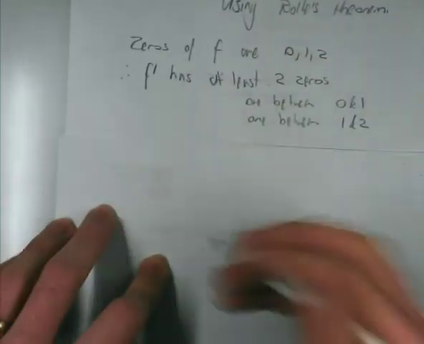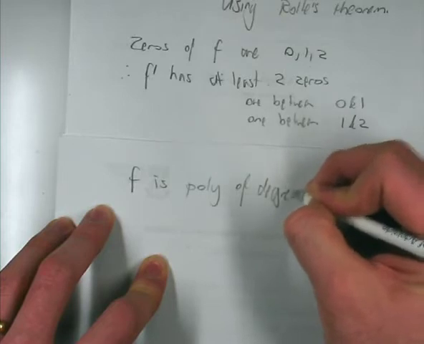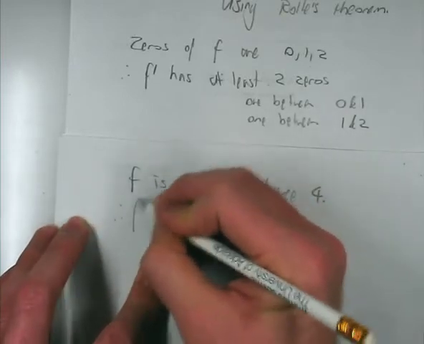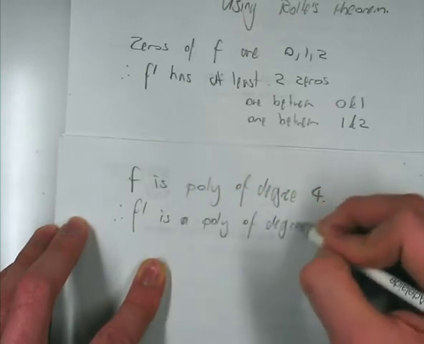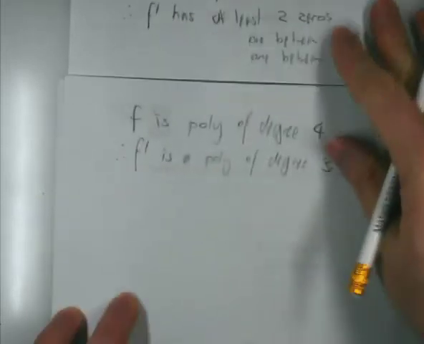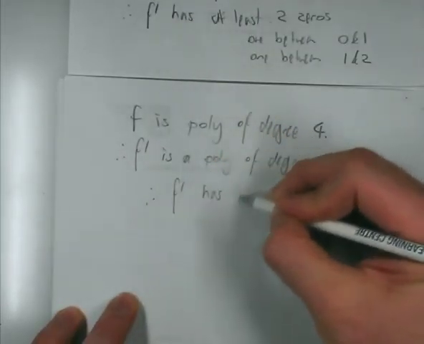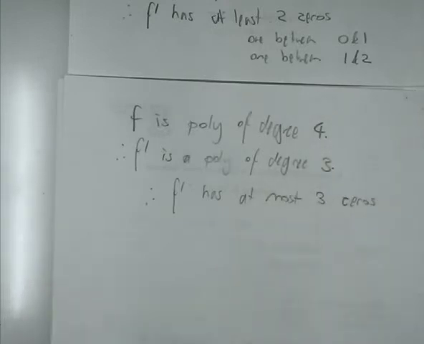So more information is that f is a polynomial of degree 4. Therefore f dashed is a polynomial of degree 3, because when you differentiate a polynomial of degree 4, it comes down to have an x cubed in it because of the way differentiation works. All the powers go down by 1. So that means, therefore, f dashed has at most 3 zeros, which is distressing because we've now got at least 2 and at most 3. So our options are 2 or 3, and we haven't narrowed it down.